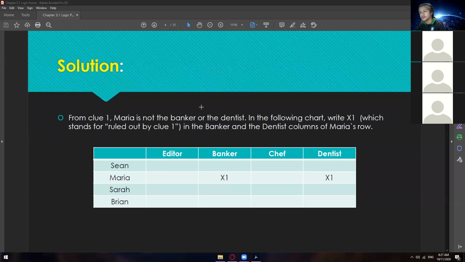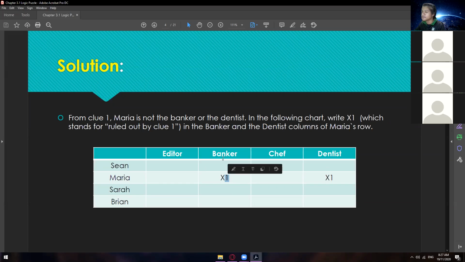Okay, so here's the solution. So coming from clue number 1, Maria is not the banker or the dentist. So in the following chart, write X1, which stands for ruled out by clue number 1 in the banker and the dentist columns of Maria's row. Okay, so just basically, you're just crossing out that Maria is not the banker or not a dentist anymore, since we already know that from clue number 1. That is why we'll also have number 1 next beside X. Okay, so X1 means it is being ruled out by clue number 1. Okay, so we have 2X, so Maria could be an editor or a chef.